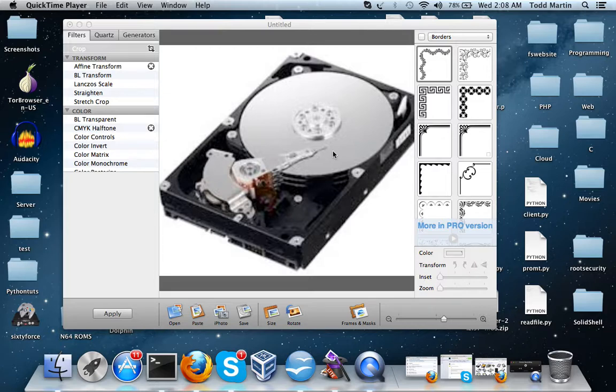But that's essentially how a hard drive works. It's for long time storage. Operating systems, programs, all that stuff is stored on the hard drive.